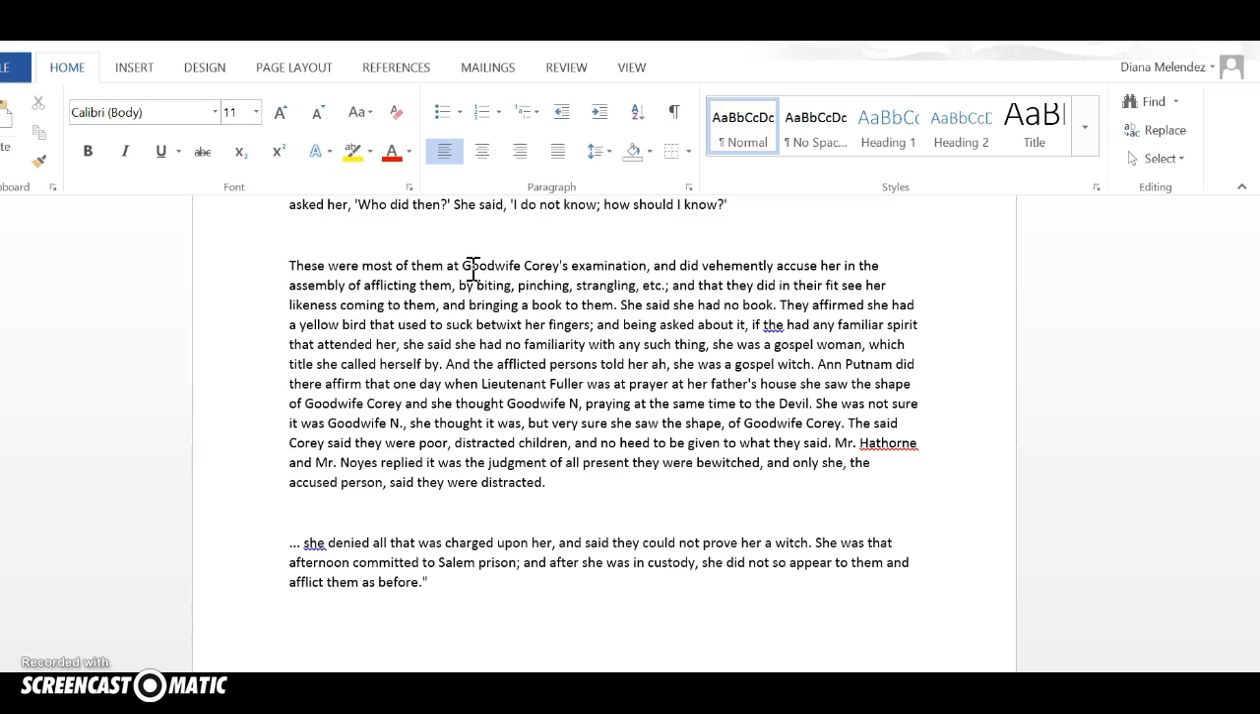And at the bottom of our plot mountain is the resolution, and that is where all the loose ends are tied up, and it's the end of the story. And the resolution of this passage is that they sent her to prison anyway, even though they didn't have any actual evidence to convict her of being a witch. They went ahead and sent her to prison, and the girls say that they didn't bother her anymore. Okay, so we've got our plot mountain completely filled in for this particular passage.